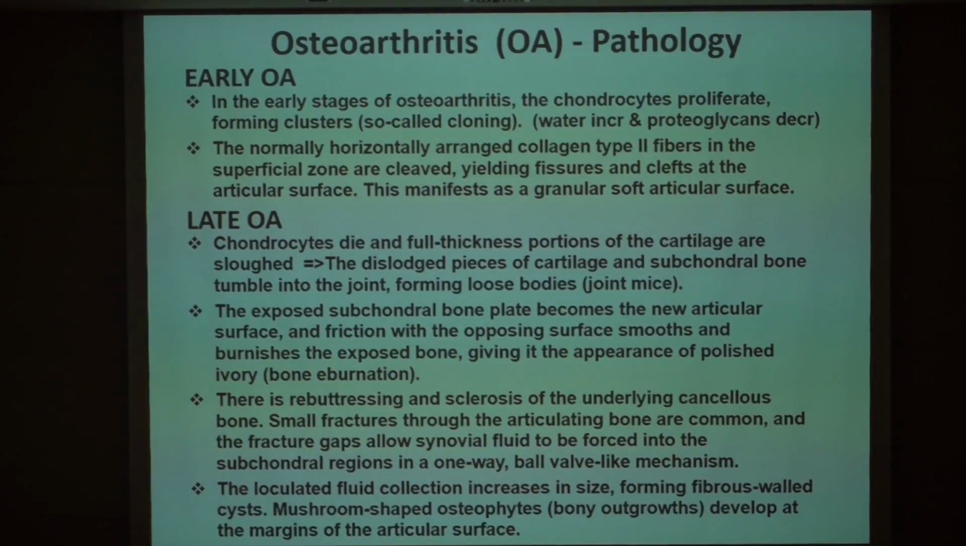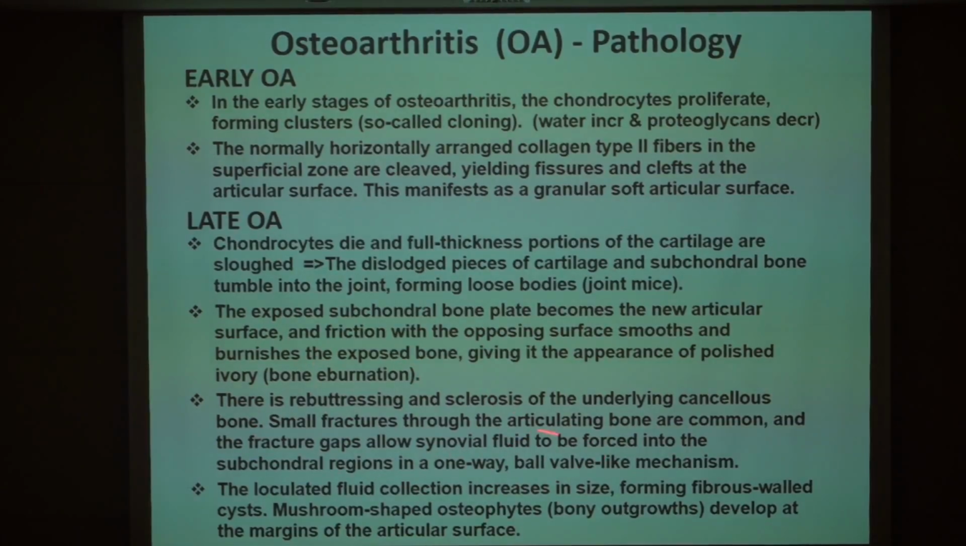I'll be giving you a clinical scenario which defines one of the characteristics of osteoarthritis, and you may have to tell me which characteristic it is. Is it the cloning? Is it the fact that the chondrocytes die, dislodge, and become loose bodies or joint mice? Is it the fact that when you expose the bone in osteoarthritis, the new articular surface starts with friction on the opposite bone, and this gives it a polished ivory appearance, which is called eburnation?